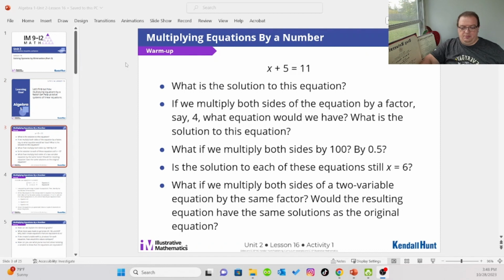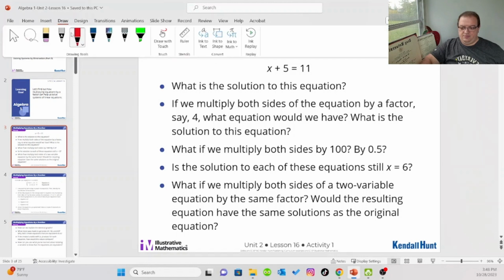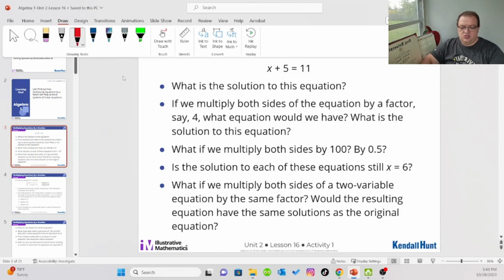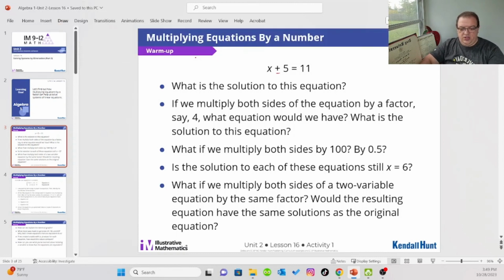We have our warm-up. They give us an equation, x plus 5 equals 11. What is the solution to this equation? So, if we're trying to solve this equation, we would subtract 5 from both sides, and that would give us x equals 6. So this would be considered the solution to this equation.